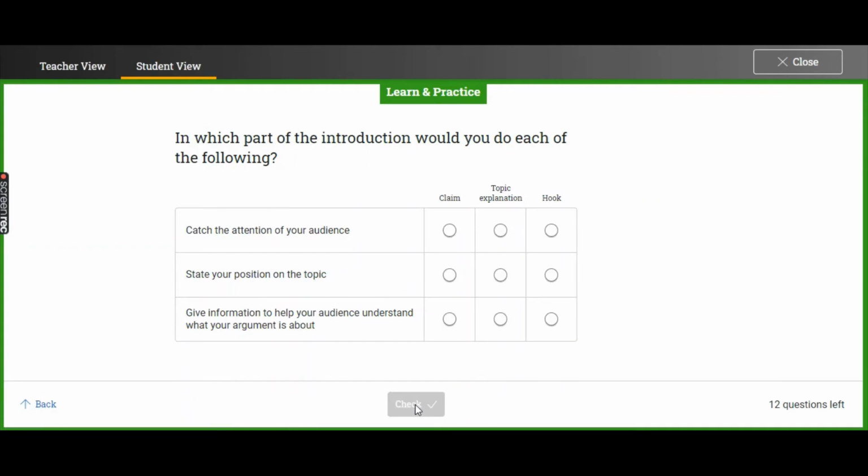In which part of the introduction would you do each of the following? Catch the attention of your audience. Is that the claim, topic explanation, or hook? State your position of the topic, and give information to help your audience understand what the argument is about. I'll give you 30 seconds, and then we will move on.